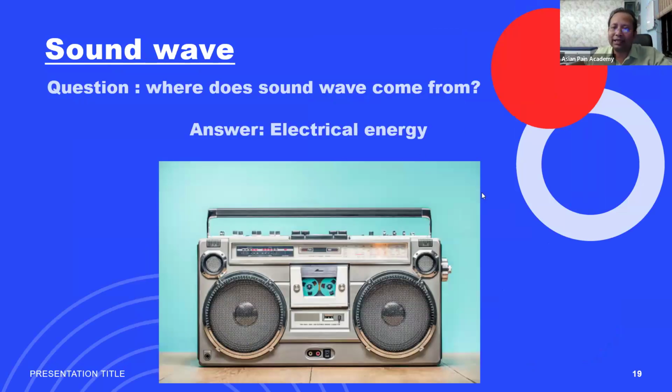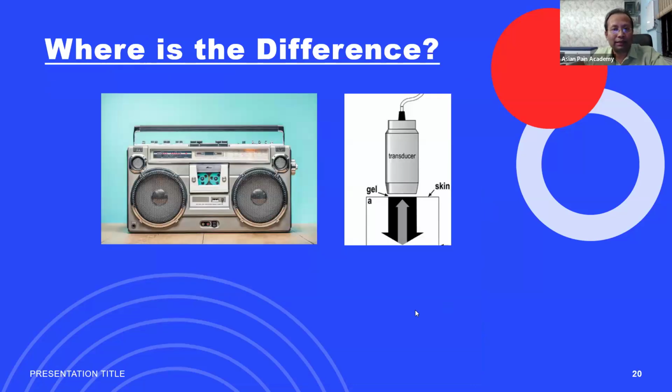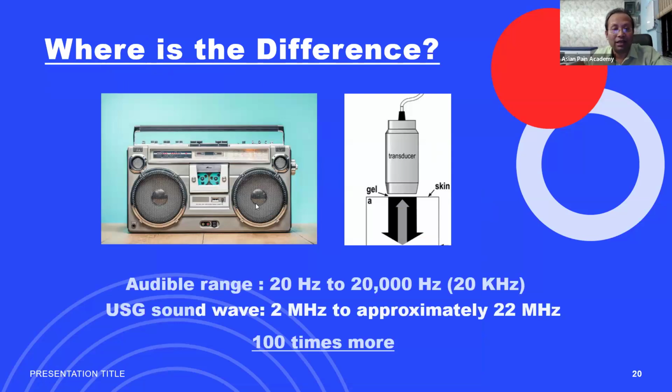The answer is electrical energy. It is not the first time electrical energy has been changed to sound wave. We have all seen the tape recorder. That is also electrical wave to sound wave. So what is the difference? There has to be some difference because a tape recorder is so cheap and ultrasound is so costly.